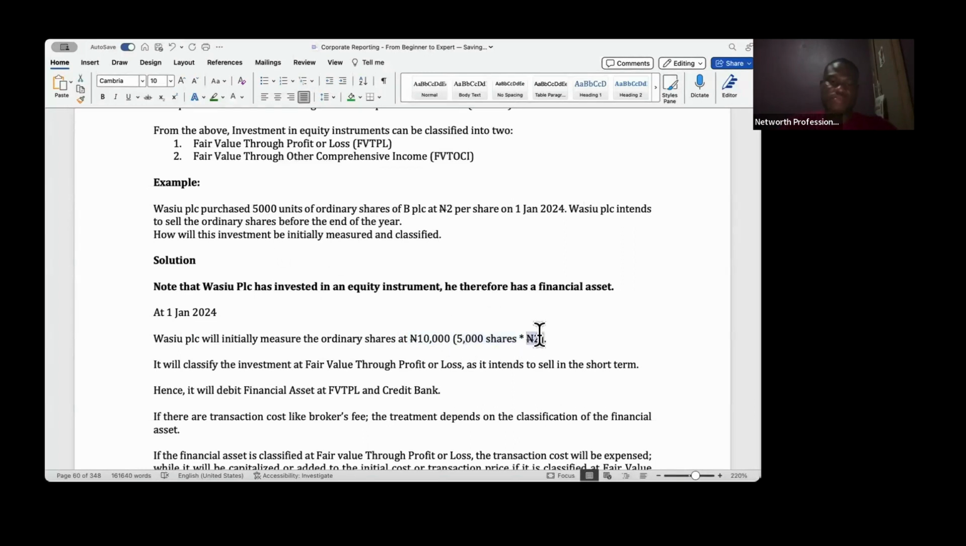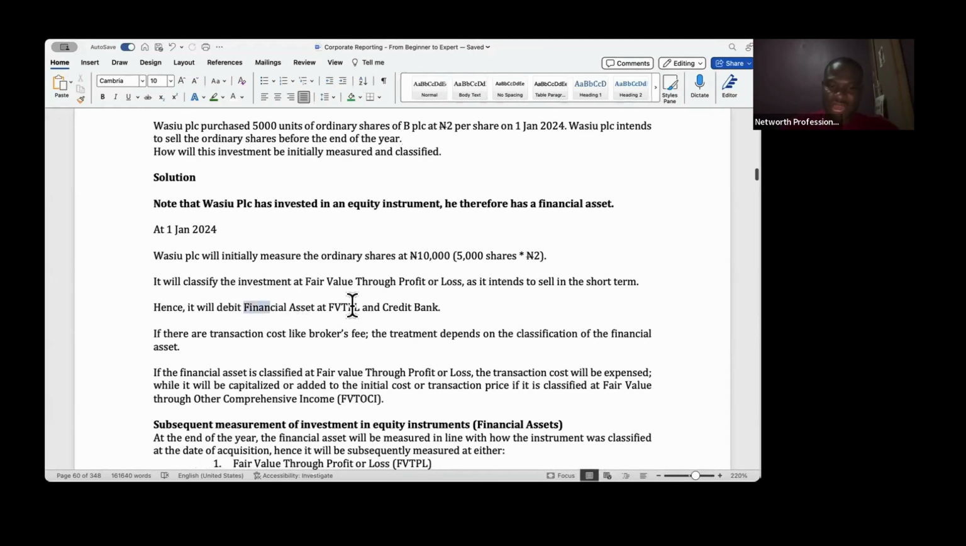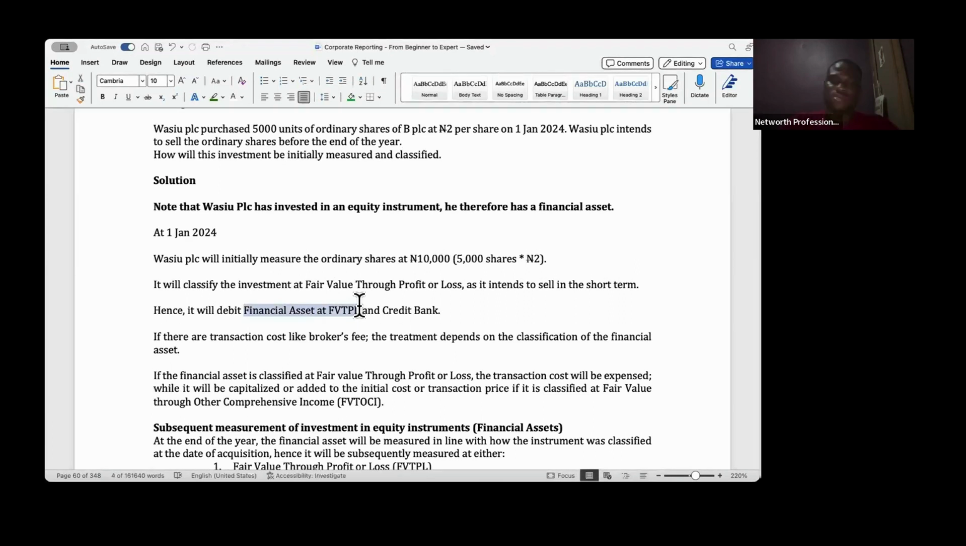times the share price. And since he intends to sell it at the end of the year, that means he's holding it for the short term. So it will classify the investment at fair value through profit or loss as it intends to sell it in the short term. Hence, it will debit financial assets at fair value through profit or loss and credit bank.